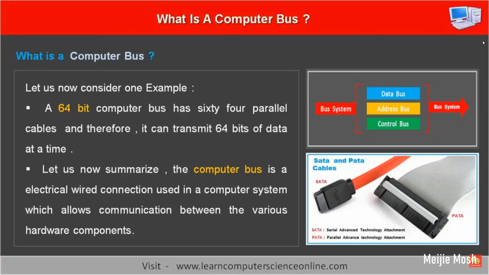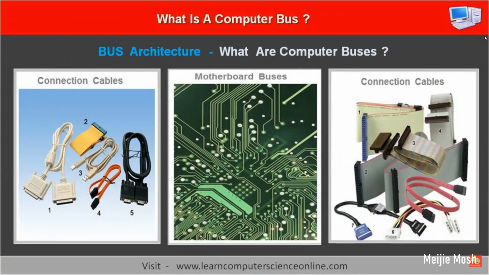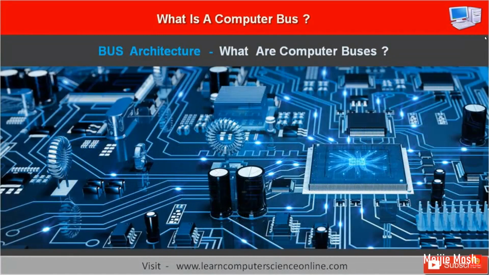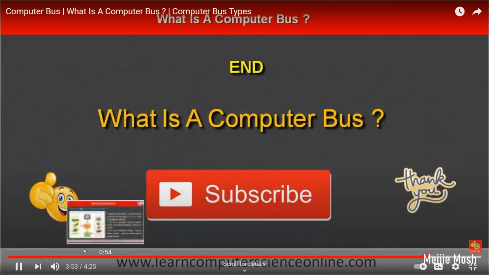Let us now summarize. Computer buses are the electrical wire connections used in a computer system, which allow communication between the various hardware components. The computer system makes use of different sizes of buses. The computer buses used in the computer system can be in the form of electrical wires, different types of cables used in different sizes, and the buses present on the motherboard. The computer motherboard has an intricate network of different buses present on the rear side of the motherboard's printed circuit board. That brings to the end of this tutorial on what a computer bus is.